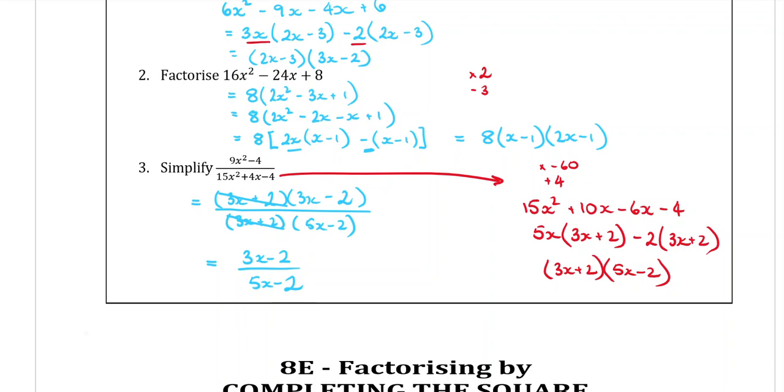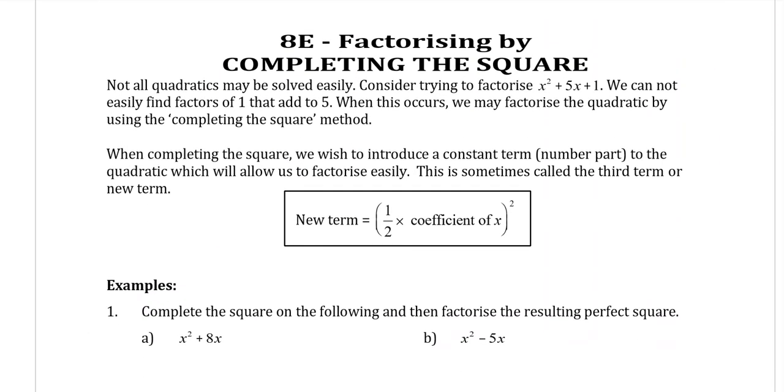Okay, so moving on from there, as I said, we want to do factorising by completing the square. Now it says up here at the top, not all quadratics can be solved easily. So it says consider x squared plus 5x plus 1. If we were trying to find two things that multiply to give 1 and add to 5, we have a bit of a problem because nothing's going to work. So there are plenty of things out there that cannot be factorised, and we need to learn some other techniques to help us do these questions.